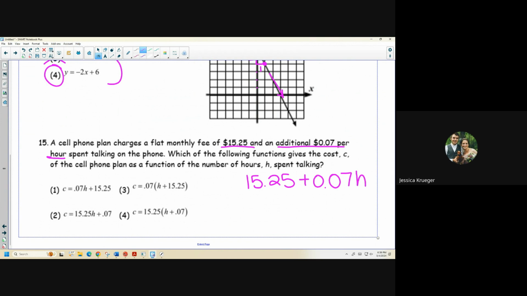Which of the following functions gives the cost C of the cell phone plan as a function of the number of hours we're talking? Well, I just wrote that down. It's this guy right here. So as you're reading, jot some things down and it might help you to see which answer choice makes sense.